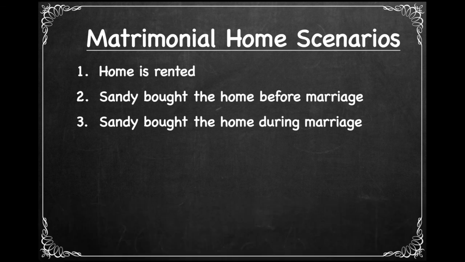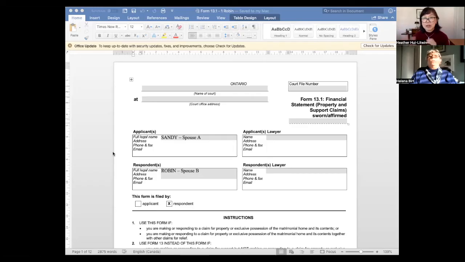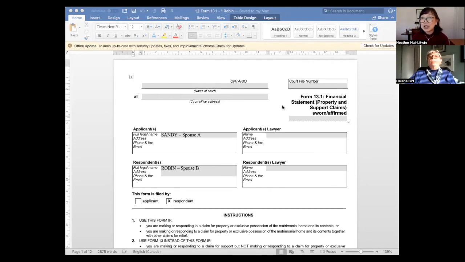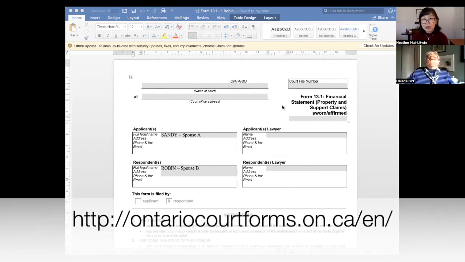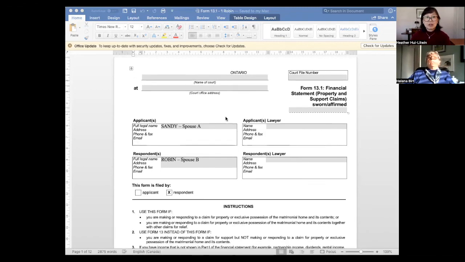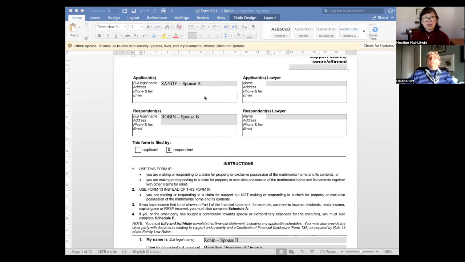So again, because we have Sandy and Robin, and I'm not the family law expert here, I volunteered to do Robin. So let's go through that. I pulled up Robin's Form 13.1. Form 13.1, you can of course download for free from the Ontario Court site, and it's called Financial Statement. Okay, so here you just fill in, this is very easy.